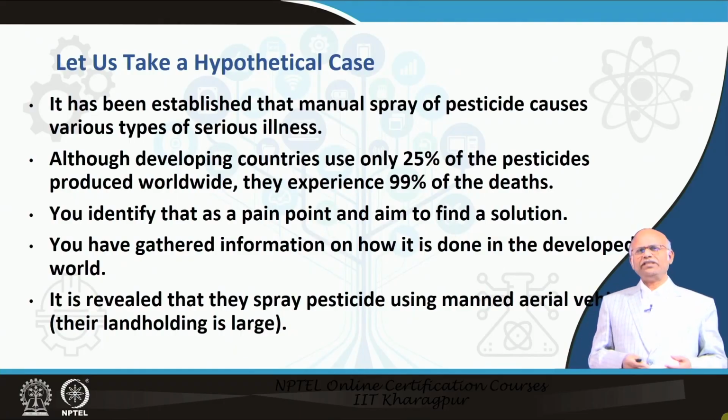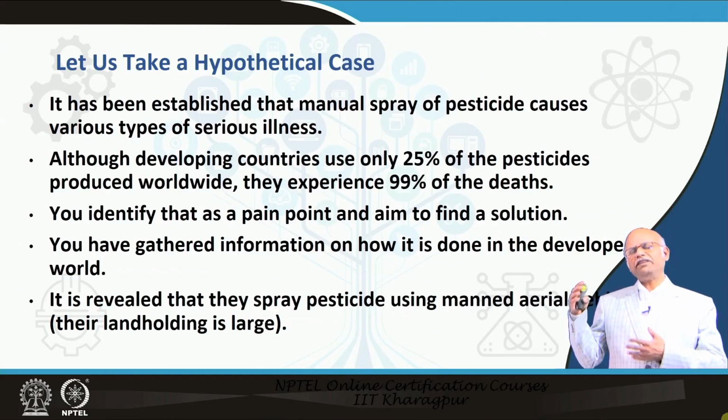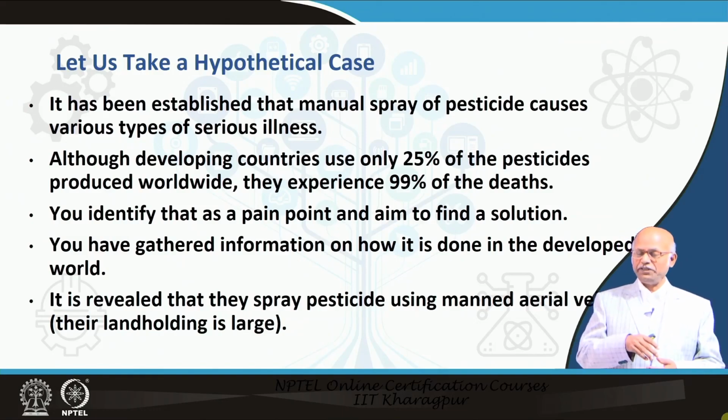Let us take another hypothetical case. Suppose you just put yourself in this whole scheme of things. You should be aware that developed countries use 75% of the pesticide, and developing countries use only 25%, but 99% of deaths due to pesticide happen in developing countries. Only 1% of deaths happen in developed countries from pesticide poisoning.